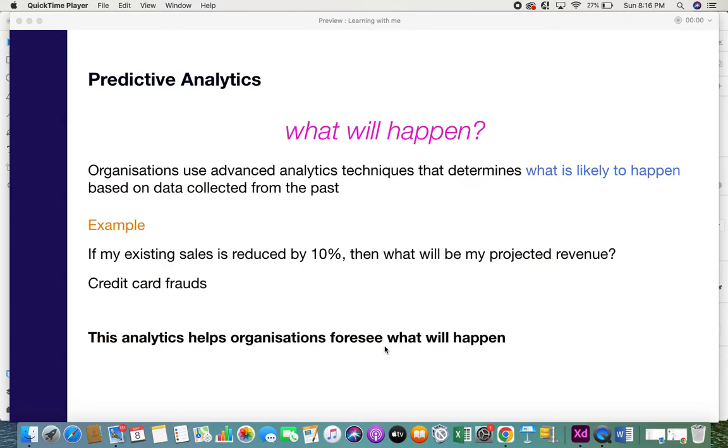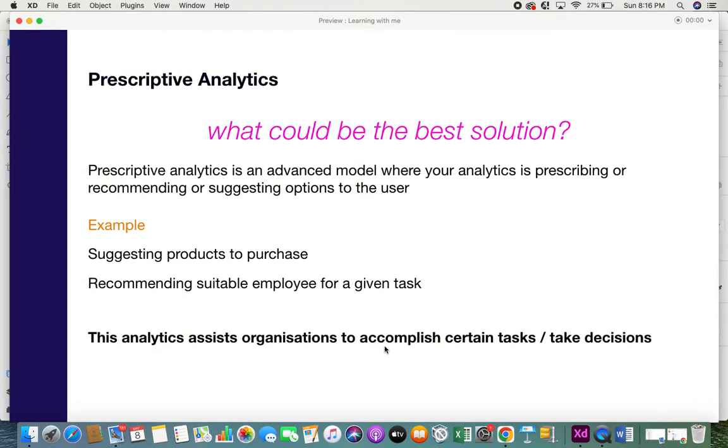After this, the last analytics model is prescriptive analytics. Once you know the impact, what is going to happen, you can keep that in mind and take the best solution. That is what this particular analytics model focuses on: what could be the best solution?